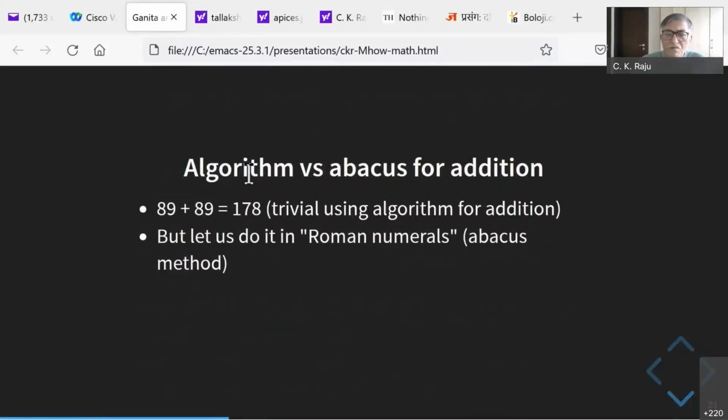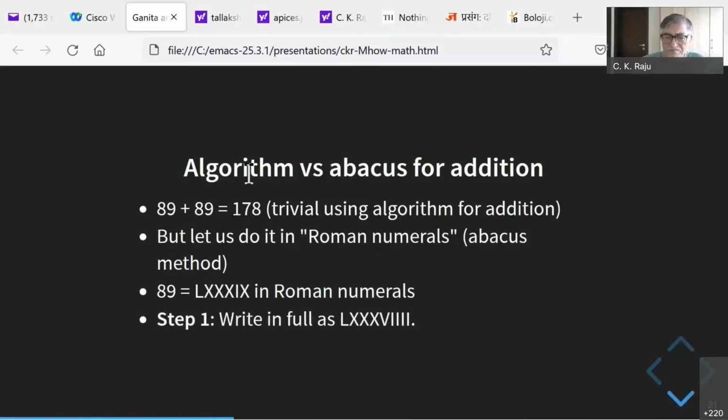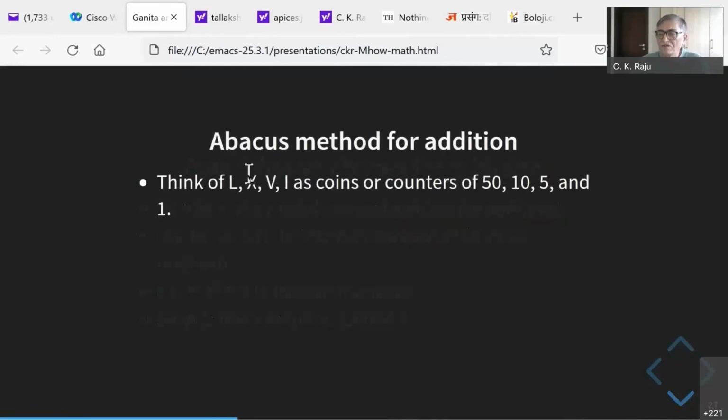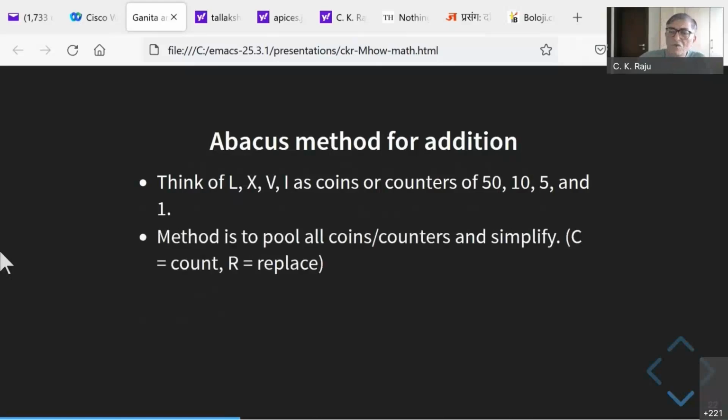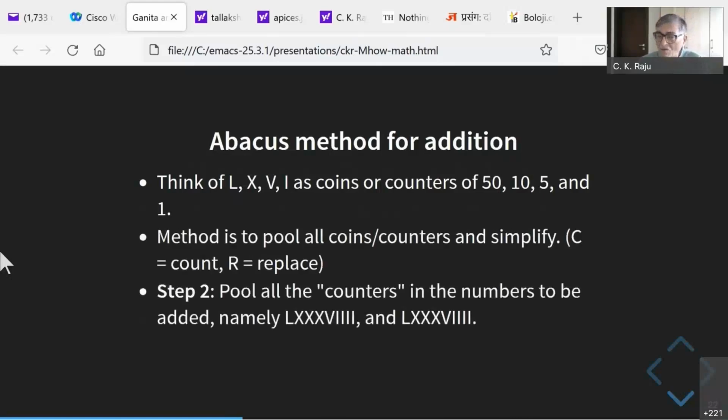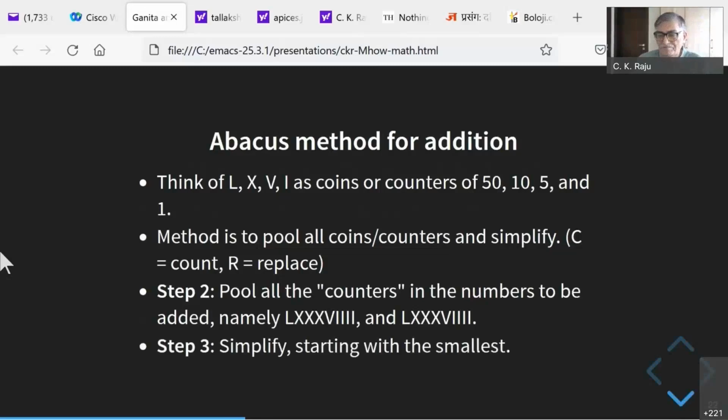Now let's take the case of addition. Simple addition sum I want to perform: 89 plus 89. It's a trivial matter. But if you do it with Roman numerals, you write it down like this. Then you expand the IX, which is to be written in full form as VIIII. Then you think of these X, L, V, etc. as counters or coins of 50, 10, 5, and 1. Then you pool all the coins together and you count them, and then you replace them. So when you do that, what happens is that you simplify.